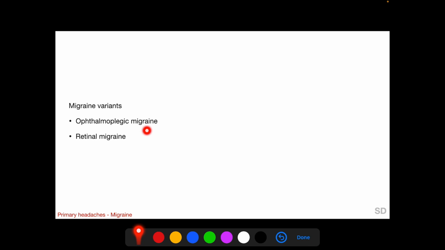Ophthalmoplegic migraine, which we have covered in the session on third cranial nerve palsy, and retinal migraine, which we have covered in the session on transient visual loss, are migraine variants, and we are not going to discuss them further in this session.